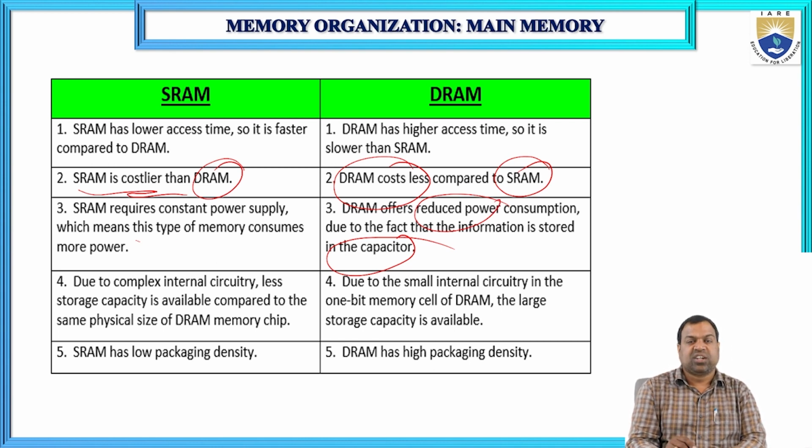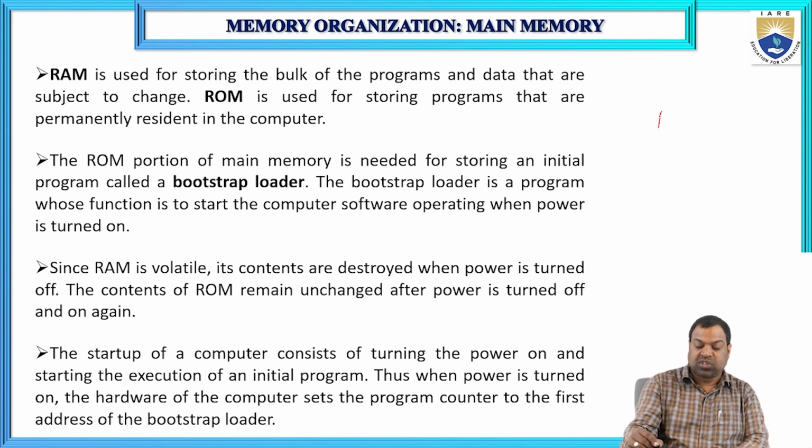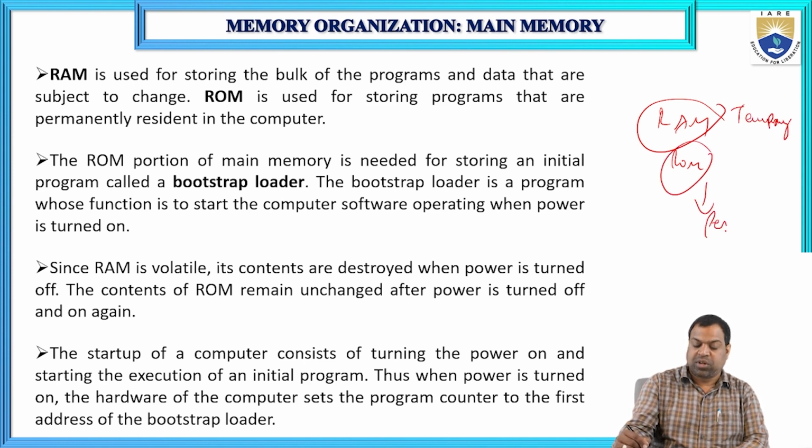Due to complex internal circuitry, less storage capacity is available in SRAM compared to DRAM of the same physical size. Due to the smaller internal circuitry in the 1-bit memory cell of DRAM, a large capacity is available. SRAM has low packing density. DRAM has high packing density. And RAM is used for storing the bulk of the programs and data that are subject to change. ROM is used for storing programs that are permanently resident in the computer. There are two types of memories, RAM and ROM. RAM is a temporary memory. ROM is a permanent memory.